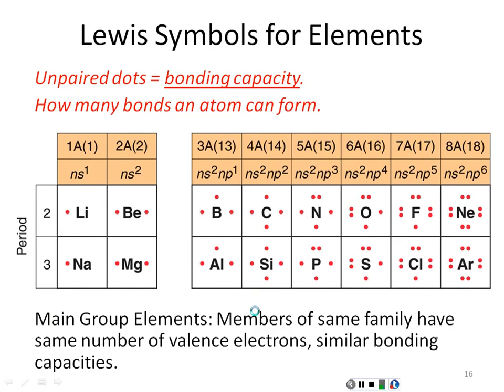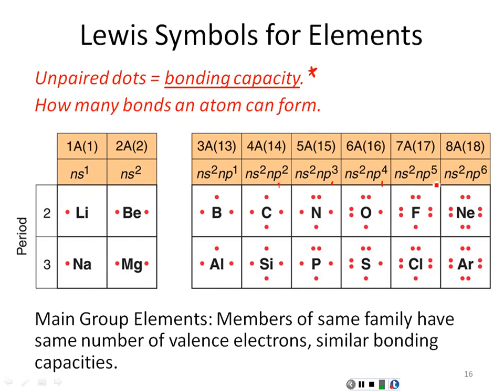Here's a figure of the Lewis symbols from the 2nd and 3rd rows of the periodic table. And I want to point out this term. It's an important term when you're talking about Lewis symbols. The number of unpaired dots is the bonding capacity. And this is how many bonds an atom can form. So if you ever want to know why carbon compounds tend to form 4 bonds, that's why. They need 4 bonds to complete their octet. Nitrogen tends to form 3 bonds, oxygen 2, and fluorine 1.